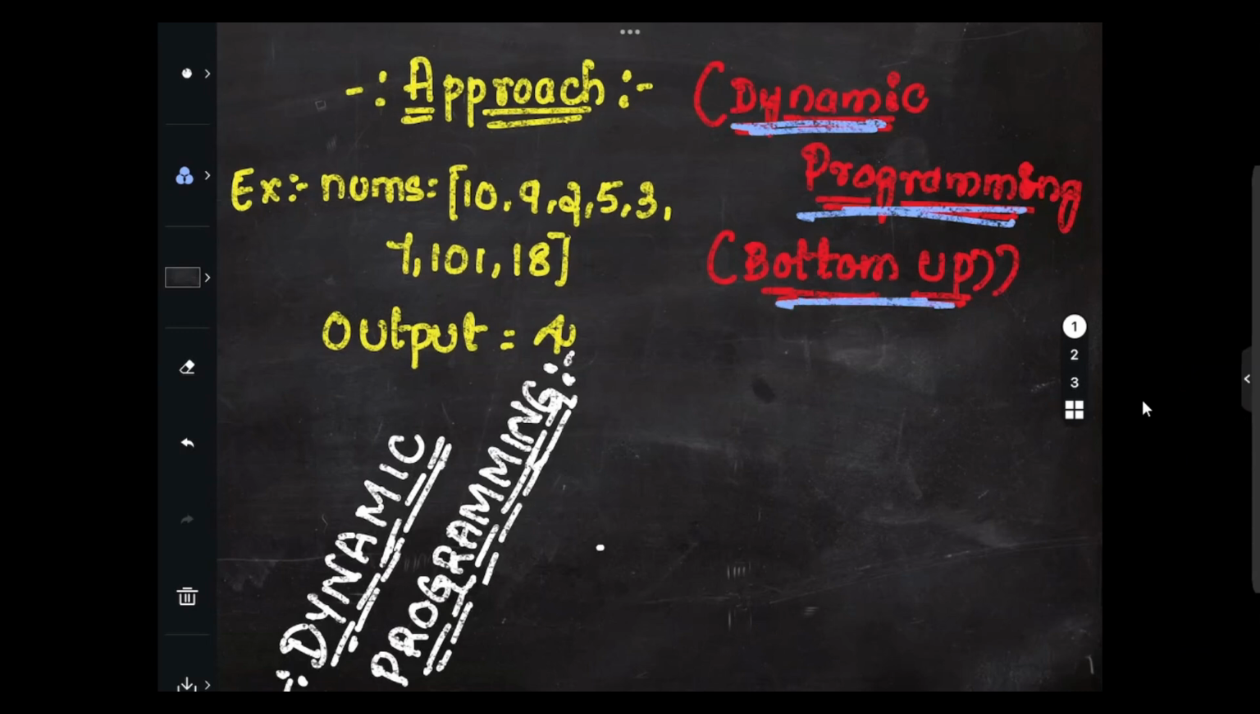I have considered the same first example that they have given in the question, so that it will be easier to understand. These are the elements present in the array. We have been asked to find the length of the longest increasing subsequence. So here we'll consider 1 2 3 7 and 101.